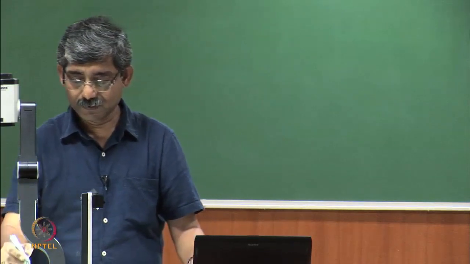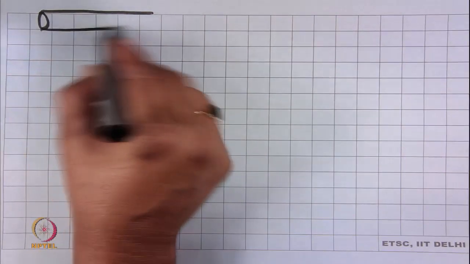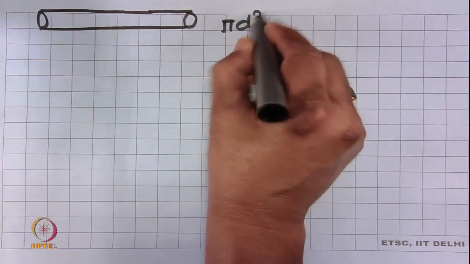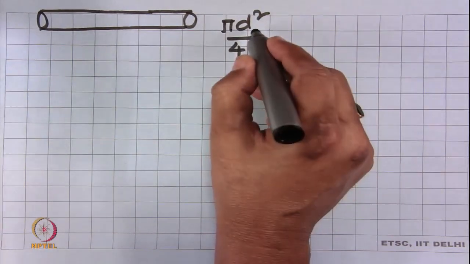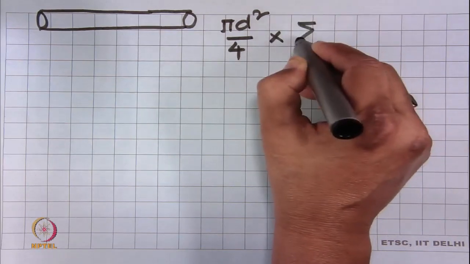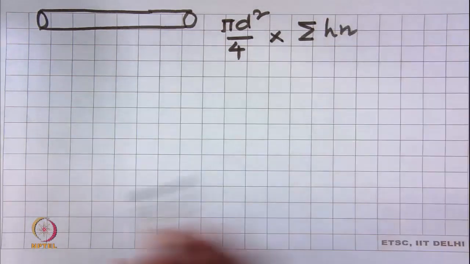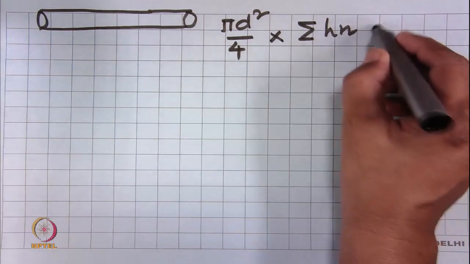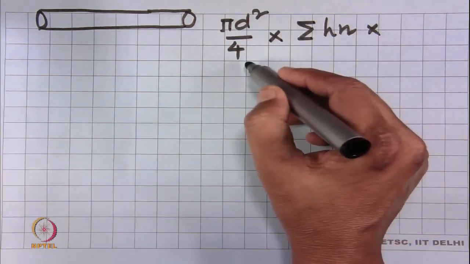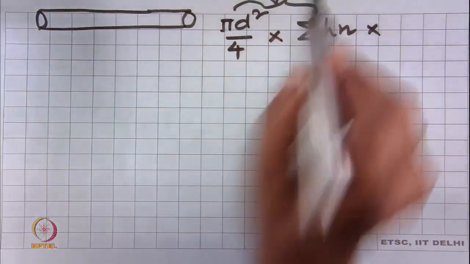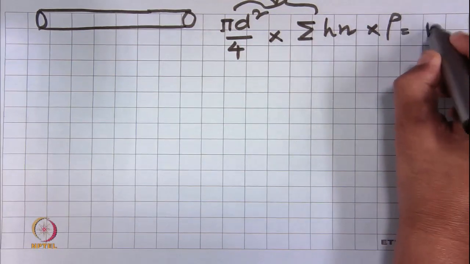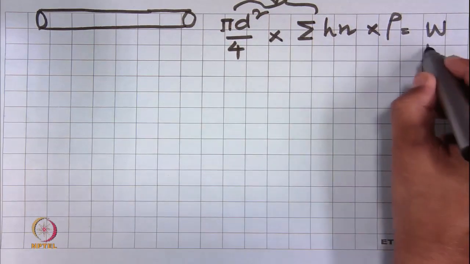Now, if we see, this is the fiber, the total fiber length, and the cross section is pi d square by 4. D is in micron, we want to know in micron. What is the total length? H n is the total length of the fiber. Then cross section area and length gives the volume of the fiber. If we multiply by the density, we will get the mass of fiber, in say milligram.